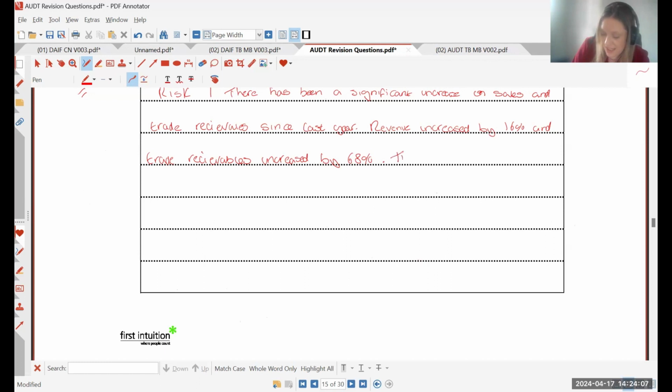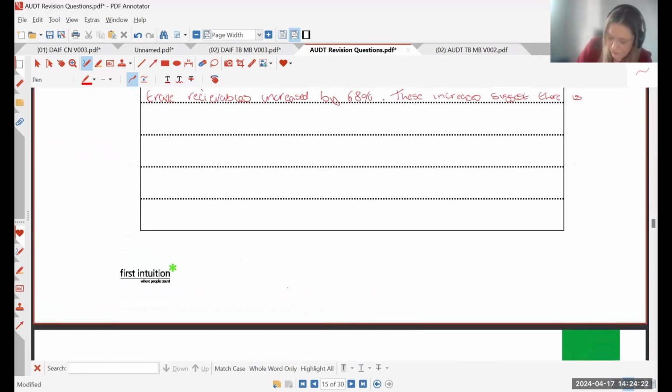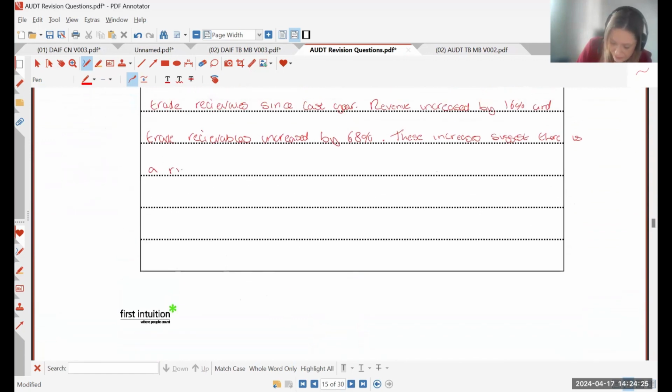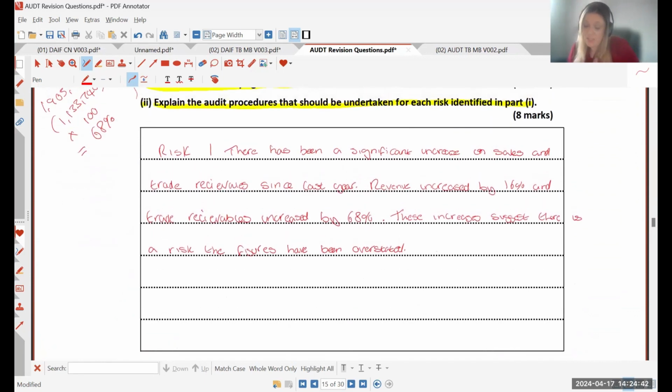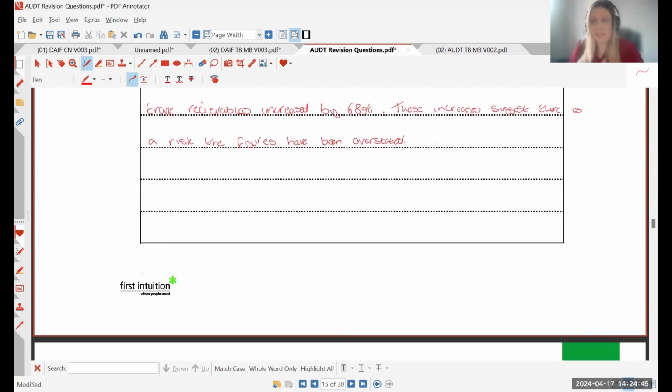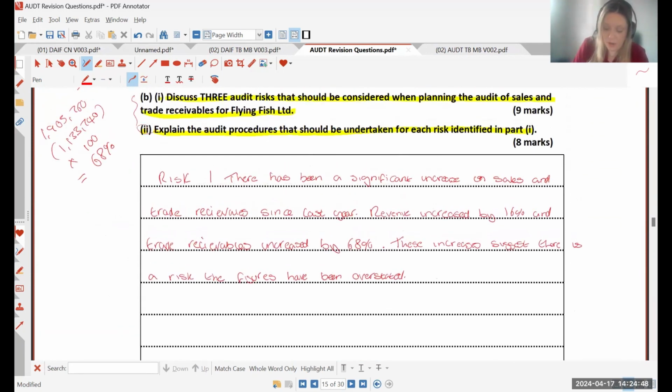So these increases suggest there is a risk the figures have been overstated. Okay, so 3 marks there. Now we need to go into our audit procedures. So our part II.